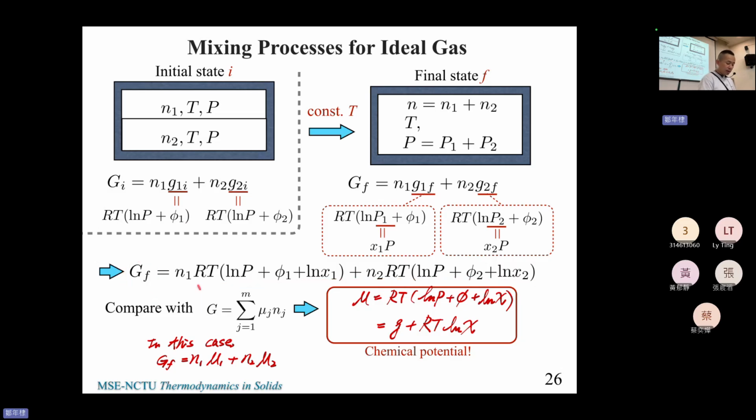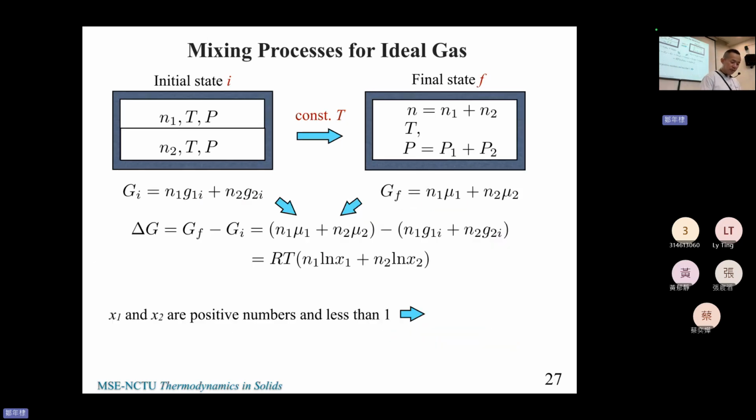We compare with the information we obtained before, and we find that mu, the chemical potential, is actually G plus RT natural log X. So in the mixing process for ideal gas, the chemical potential for each gas component is G plus RT natural log x, where x is of course its molar fraction. Now we are ready.